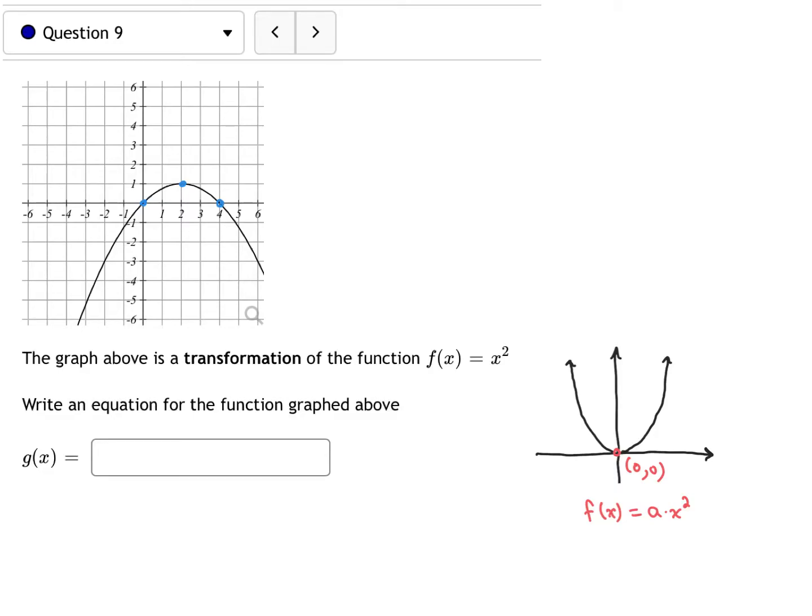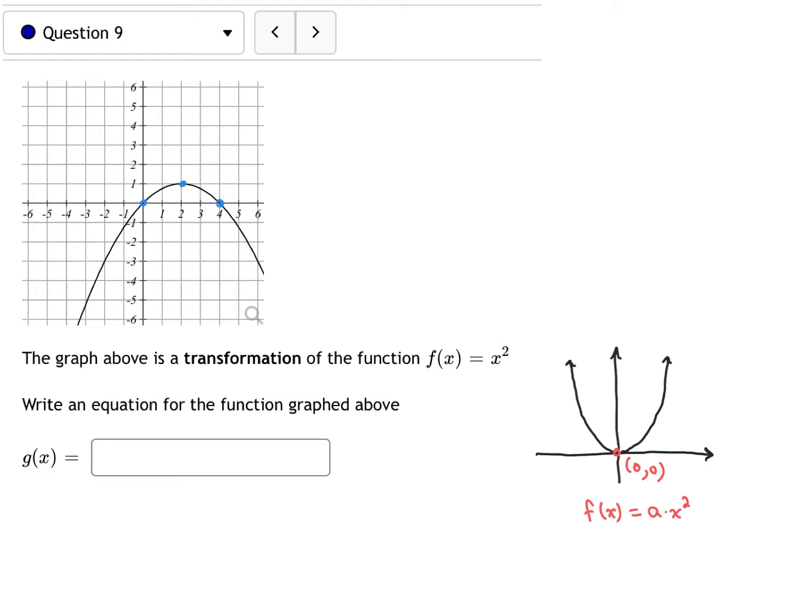Here's the solution to a problem where we have to identify what transformations are creating the graph of the parabola that we see here. Now I've already gone ahead and drawn a few points on this graph that we're trying to find the function for. And I've highlighted points that just have nice whole number coordinates.